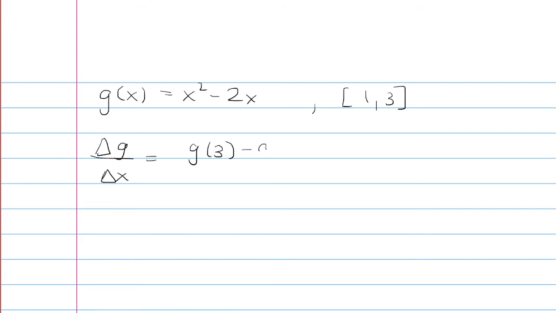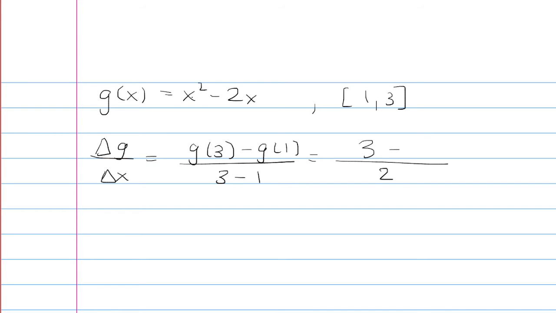Next example, we're given g of x is equal to x squared minus 2x, and we're looking at 1 to 3. So the average rate of change is delta g over delta x. We're going to plug in g of 3, subtract g of 1, and then divide that by 3 minus 1. Now 3 minus 1 is just 2, and then g of 3, that's 3 squared, which is 9, minus 2 times 3 is 6, 9 minus 6 is 3.